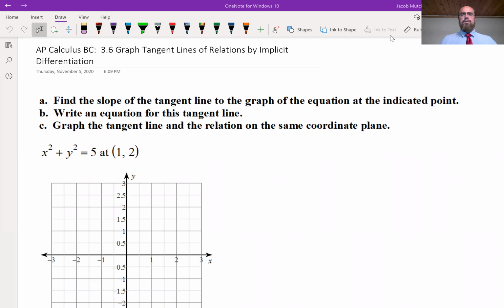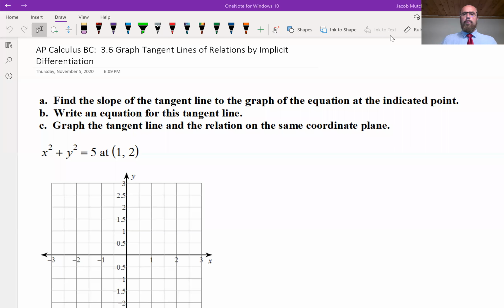Our function here is a circle. We're looking at x squared plus y squared equals 5. And in fact, it's not a function, it's a relation. So we want to find the slope of the tangent line to this circle at the point (1, 2).